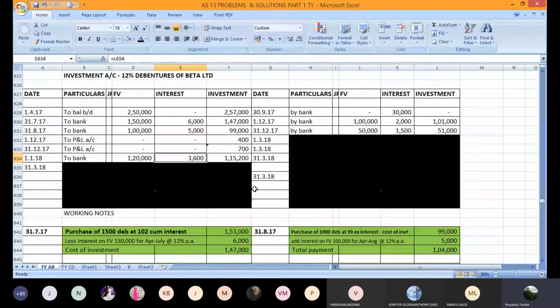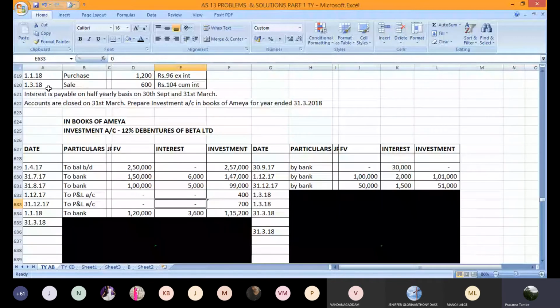Shall we discuss the next transaction? The next transaction is 1st March 18. There is a sale of 600 debentures and these are 104 cum interest quotations. So that means this includes interest. Now this will include interest from 1st October to 1st March. That's a period of 5 months. So we are going to consider the interest for a period of 5 months on these debentures.